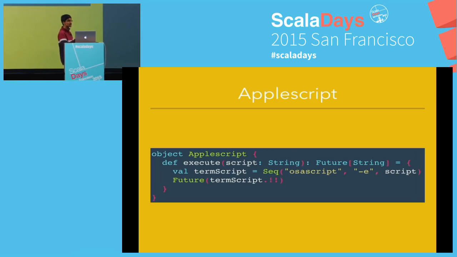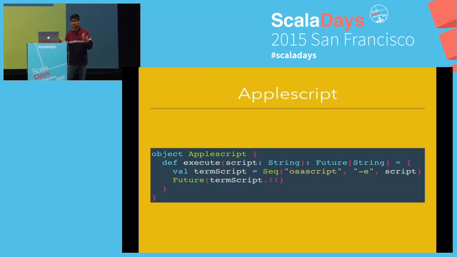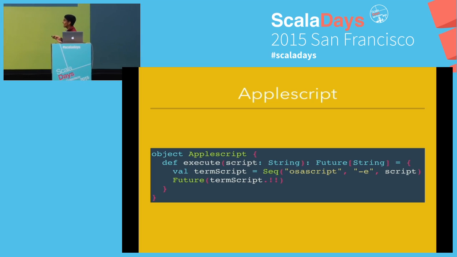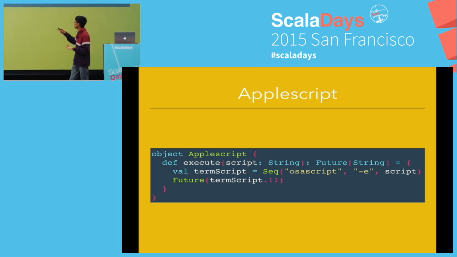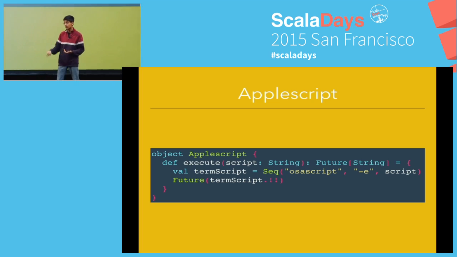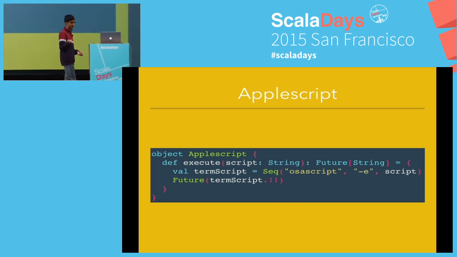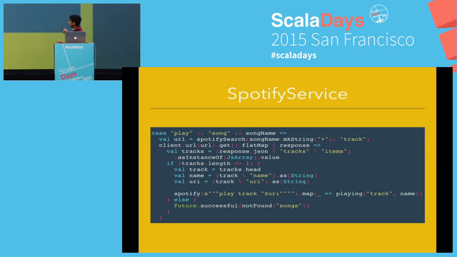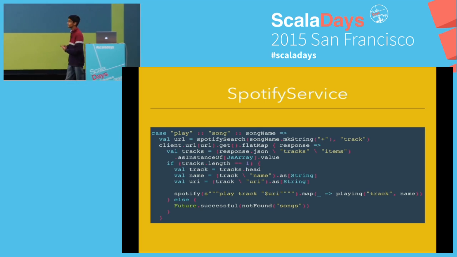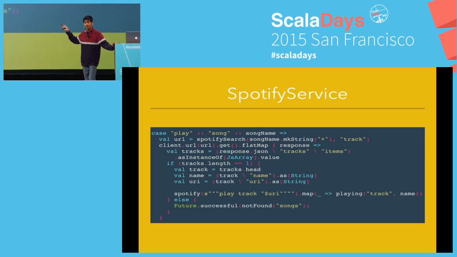Now you may want to interface with other services, so I provide things like AppleScript, which has execute, which takes a script and returns a future of the result. And so I use Scala processes to run this script. And I put these together in Spotify service. So this is all the code I had to write for the demo I just gave you here.